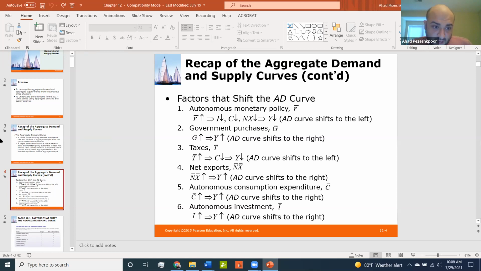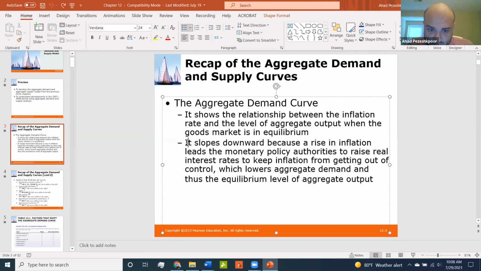You see, here, this shows a really nice thing. It slopes downward because a rise in inflation leads monetary policy authorities to raise real interest rates to keep inflation from getting out of control, which lowers demand and thus the equilibrium level of output. This is the good time story. Now we're in the bad time story. You should read it the opposite way.